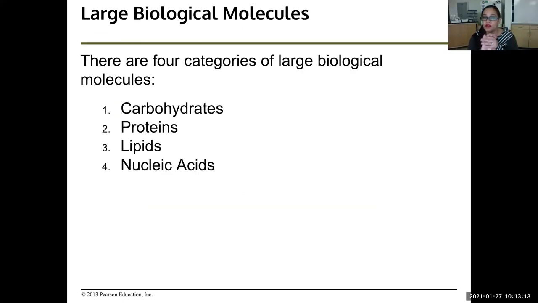There's 4 categories of large biological molecules. 3 of them, like I said, that we eat to build structures in our bodies: carbohydrates, proteins, lipids, we all eat those, and then nucleic acids. That's our DNA that our cells have as genetic material. We'll talk about that a little bit, but there's a whole chapter dedicated to DNA later. So we're just introducing it today.